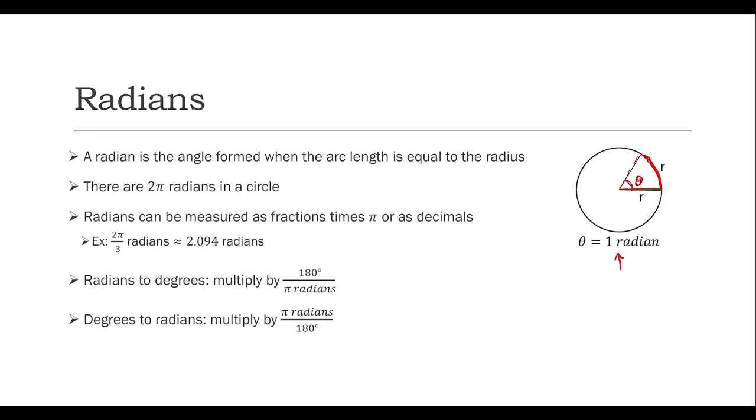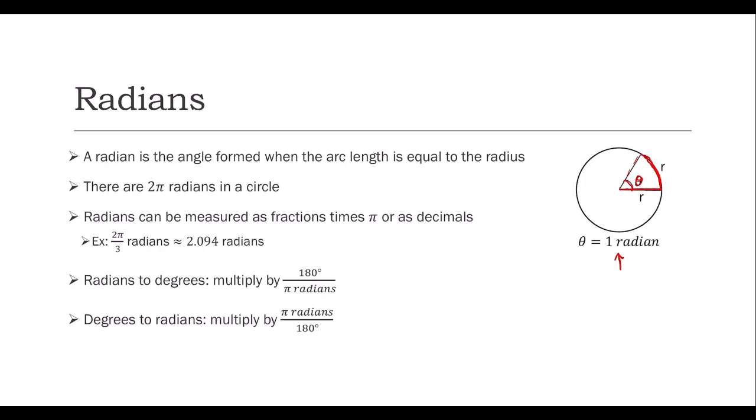So there are 2 pi radians in a circle, and radians can be measured as fractions times pi, or whole numbers times pi, as well as decimals. So 2 pi over 3 radians is approximately 2.094 radians. To convert from radians to degrees, you'll multiply by 180 degrees over pi radians. And to convert from degrees to radians, you'll multiply by pi radians over 180 degrees.